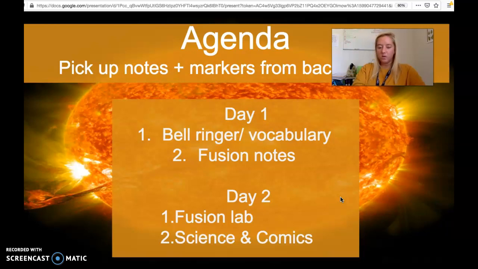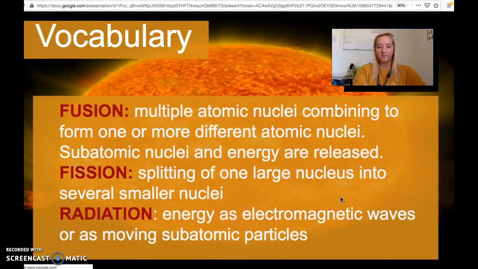So if you will, we're going to start off as always, if we look at our agenda, with our bell ringer and vocab, and then we're going to move into our notes. That's day one. Day two, we're actually going to do a fusion lab, and we're going to have a little fun with science and comics. But that's day two. Today is day one. Let's get started. Here is your vocab for today. So you are going to be copying these down in your vocab section of your notebook. Just a reminder.